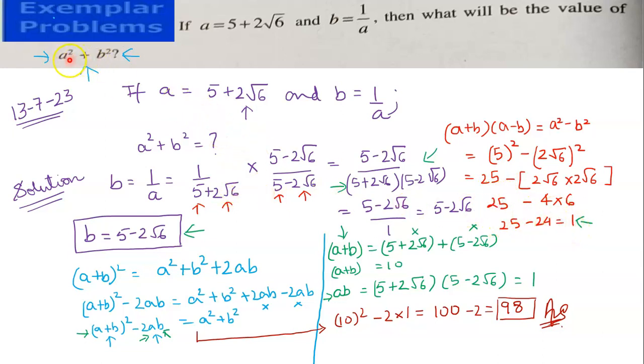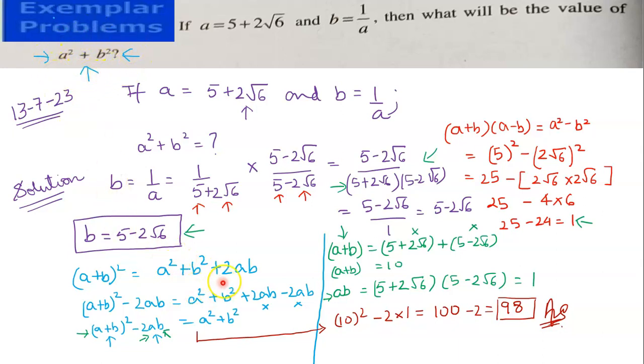Now the question is saying we have to find the value of a square plus b square. We already know that a plus b whole square is equal to a square plus b square plus twice ab, right? So if I take this 2ab that side, this will be a plus b whole square minus twice ab. You can do this directly, or if I subtract 2ab on both sides, that is also correct. Because we don't have to find the value of a square plus b square plus twice ab. We have to find the value of a square plus b square.